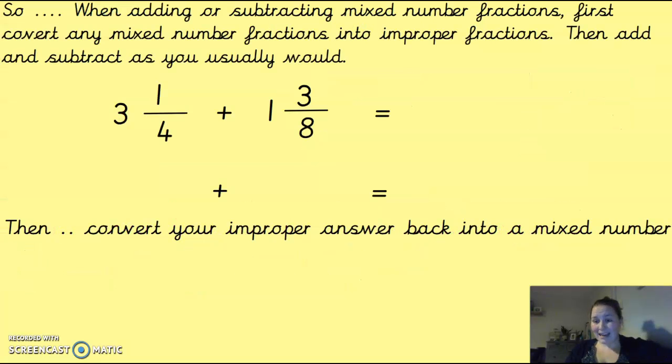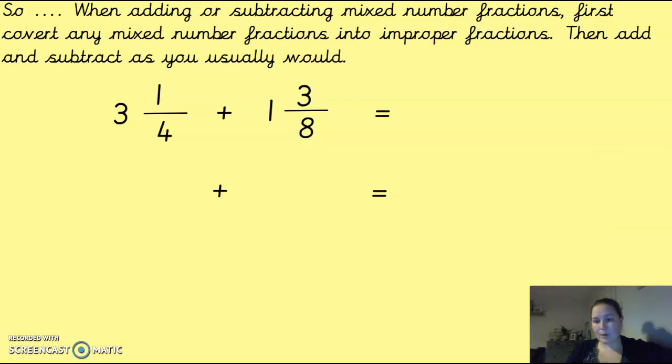Now we know how to do that, we can come back to our addition. In order to add these, because they've got different denominators, if they had the same denominator, it would be easier. Because they've got different denominators, we are first going to convert our mixed number fraction into an improper fraction and then subtract as we usually would. So let me talk you through that. Okay, let's get rid of this a minute so I can work it out.